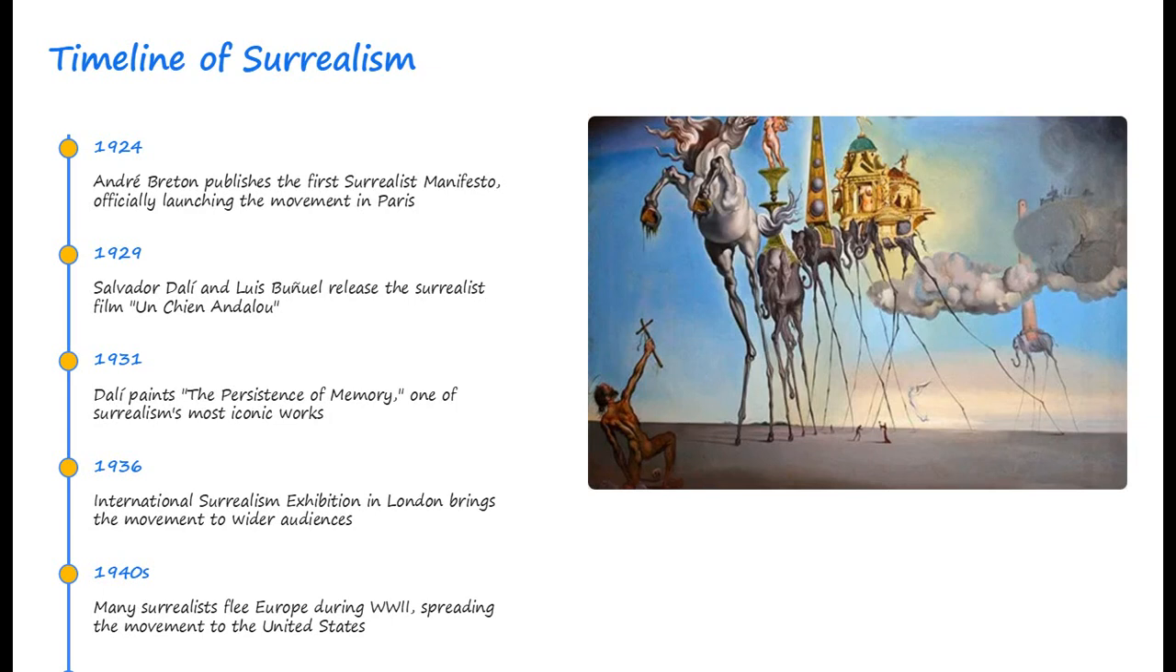The movement gained international recognition in 1936 with the International Surrealism Exhibition in London, bringing surrealist ideas to wider audiences. During the 1940s, many surrealists fled Europe during World War II, inadvertently spreading the movement to the United States and influencing American art. Finally, in 1966, the final Surrealist exhibition in Paris marked the decline of the organized movement, though its influence continues to this day.